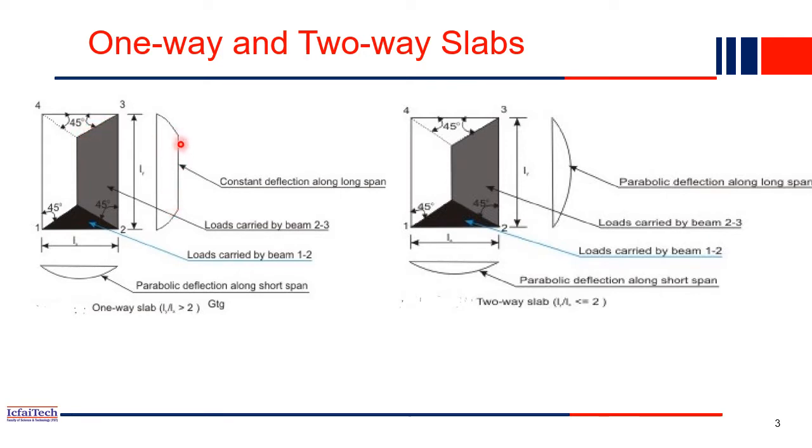Otherwise it is a constant. So the middle portion is entirely constant. This is the deformation curve of the slab towards the y-axis. Whereas about the x-axis, how will it deform?